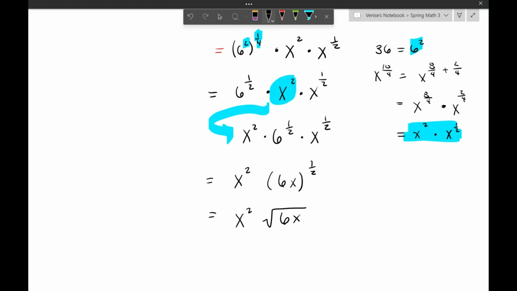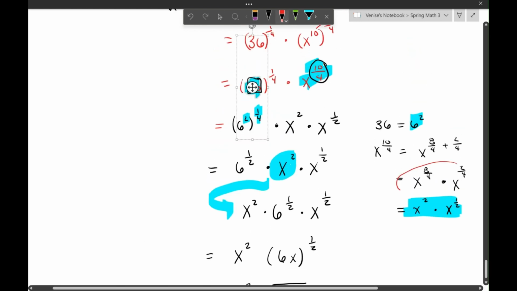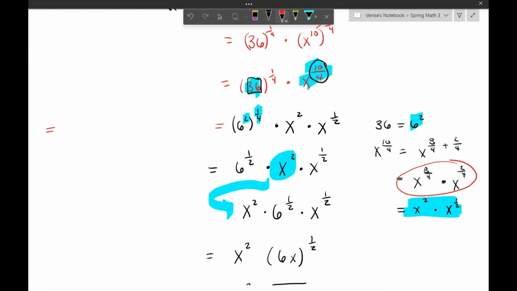Another way of doing this as well is just keeping your x to the 8 over 4. So this is another way of doing it. I am going to take this, so it equals 6 to the 2 over 4 times, and I'm just aligning it. Okay, 6 to the 2 over 4.